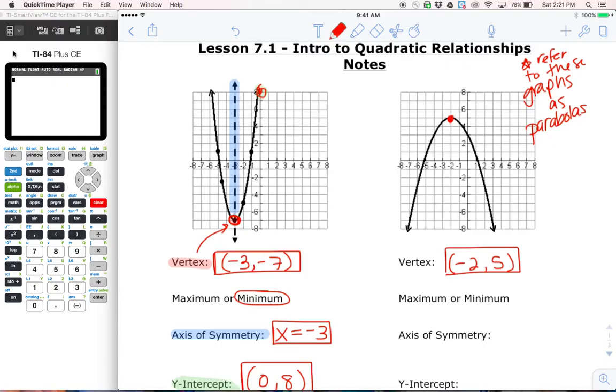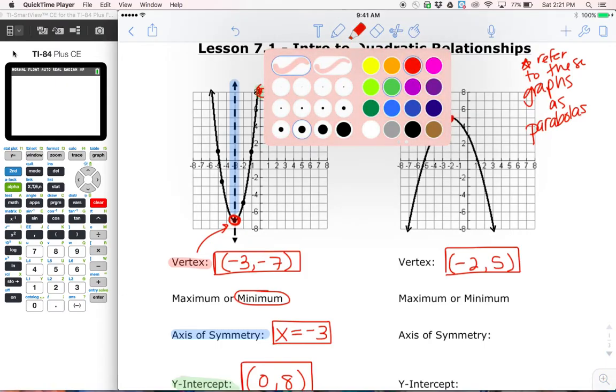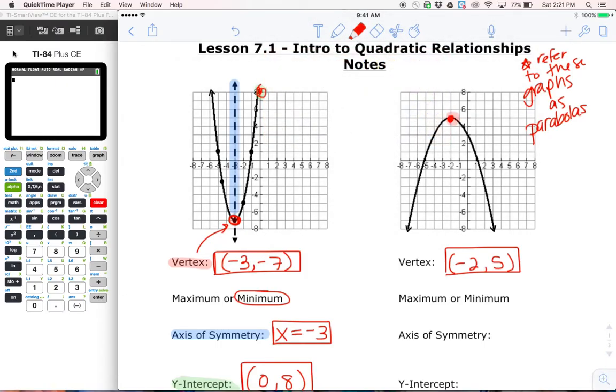All right, and in this case, like I said, it's the highest point right here. This is a maximum point, right? Because no other points on this graph are higher than this. This is the maximum point.